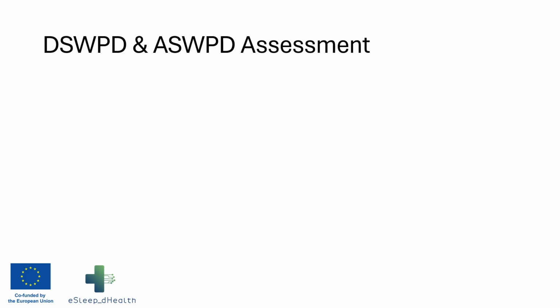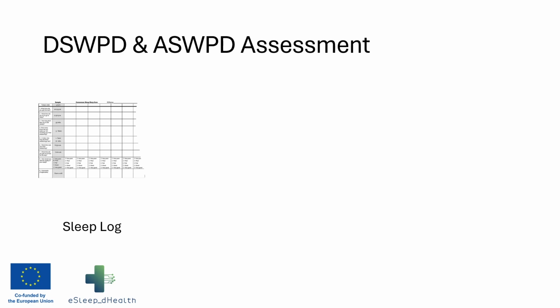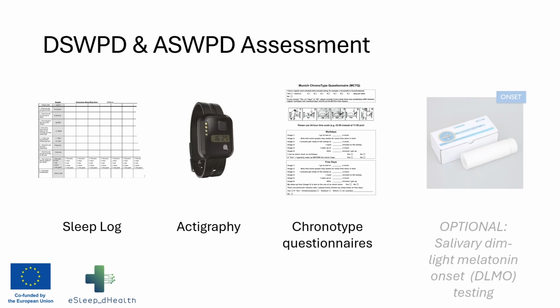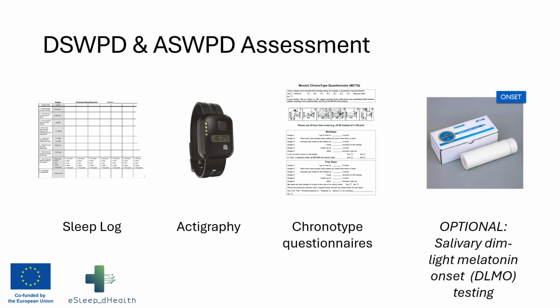In terms of the assessment of delayed and advanced sleep-wake phase disorder, we would use a sleep log, so we would have the person complete a sleep log, typically recording their sleep and wake times and how long it took them to fall asleep, if they woke up earlier than they actually wanted to, and if they woke up during the night. And we have people complete that for 7 to 14 days. Same with actigraphy. And also chronotype questionnaires that indicate their circadian preference. And optionally, we may ask them to do salivary dim light melatonin onset testing.